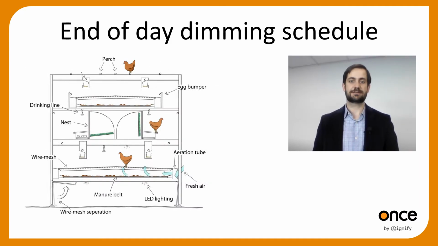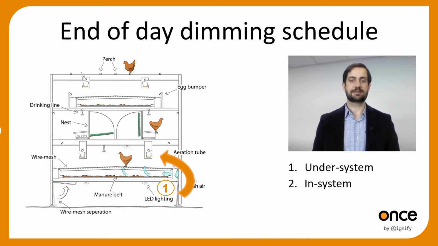Here's an example of how combining schedules with distribution can be useful. During the dusk time dimming process, the undersystem lighting is dimmed first. Since the levels above are brighter, the birds are attracted upward and begin moving up into the system to higher tiers. Then the in-system lighting is dimmed, drawing the birds outward toward the aisles onto their perches. Finally, ceiling lighting is dimmed to finish the transition to darkness.